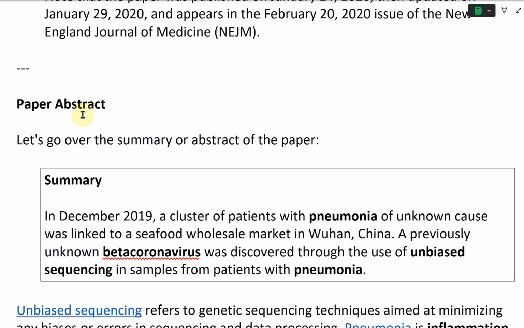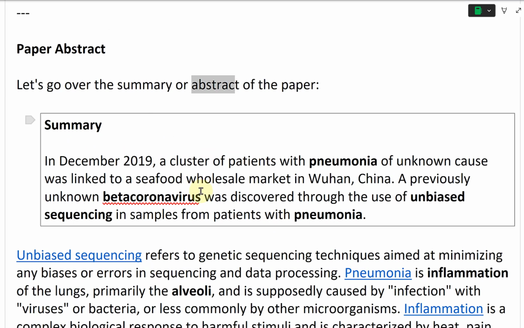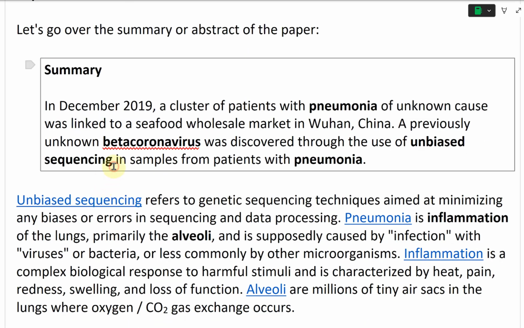All right, now let's take a look at the paper abstract or summary. I'm just used to the word abstract. So let's go over the summary or abstract of the paper. And here's the first part. Then I'm going to go over some of the technical terms and then continue back on the paper. So summary. In December 2019, a cluster of patients with pneumonia of unknown cause was linked to a seafood wholesale market in Wuhan, China. A previously unknown beta coronavirus was discovered through the use of unbiased sequencing in samples from patients with pneumonia. All right, so now let's go over some of these terms.